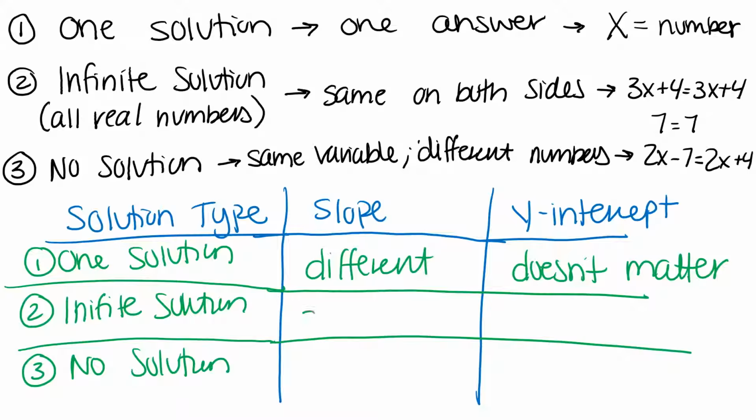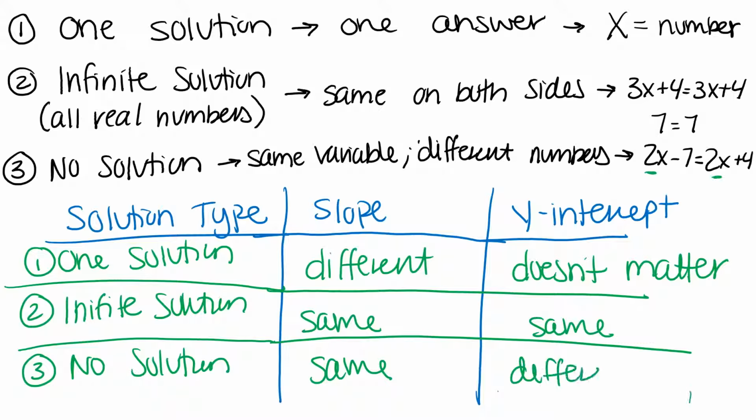For an infinite solution, both the slope and the y-intercept have to be the same. Because remember, everything has to be the same on both sides. 3x and 3x, plus 4 and plus 4. 3x plus 4 equals 3x plus 4. For a no solution problem, the slope is the same. So in this example, the 2x and the 2x, but the y-intercepts are different. The minus 7 and the plus 4.